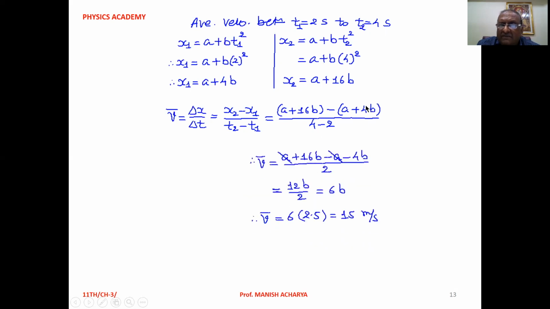Now in the numerator, if we simplify it, a will be cancelled. 16b minus 4b will give you resultantly 12b. So now average velocity is 12b by 2, that is 6b. So substitute here the value of b, that is given to you, 2.5. So average velocity is 6 into 2.5, so that is 15 meter per second. Clear to all of you?